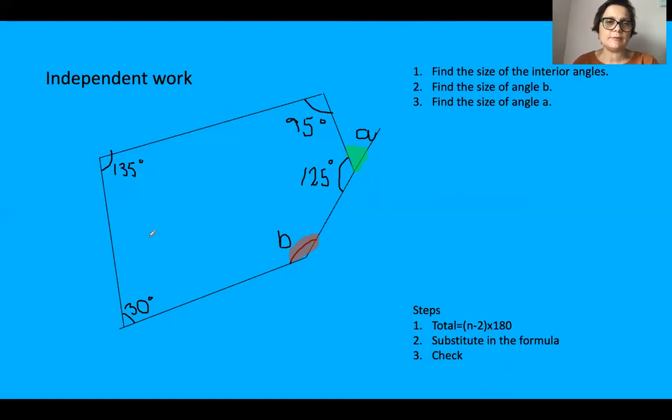So here we have a pentagon. So n take away 2 is going to be 3. So 5 take away 2 equals 3. And just keep continuing all the steps one by one. And then angle A here, the exterior angle, is part of the angles on a straight line. You know what to do.